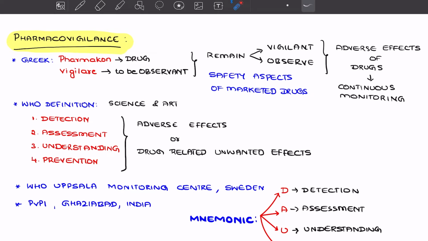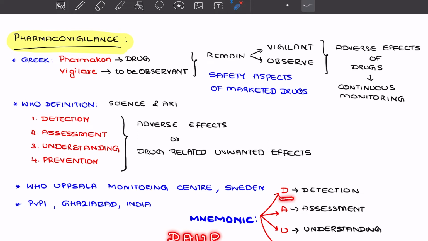The International Monitoring Center is located in Uppsala. That is the Uppsala Monitoring Center, which is located in Sweden. Whereas in India, the Pharmacovigilance Program of India is there, and the National Pharmacovigilance Center is located in Ghaziabad, Uttar Pradesh, India. The simpler way to remember the definition of pharmacovigilance is D A U P.